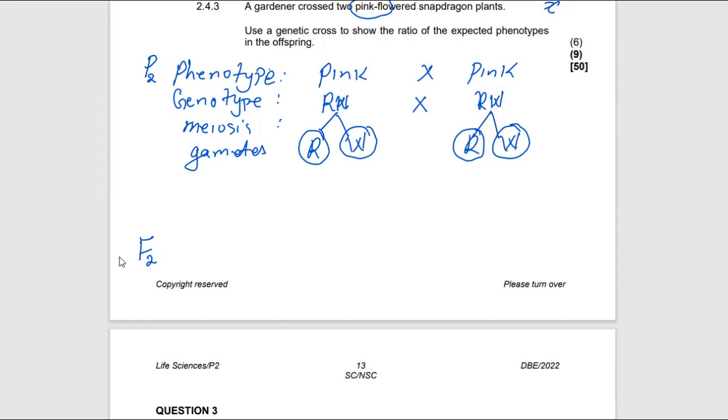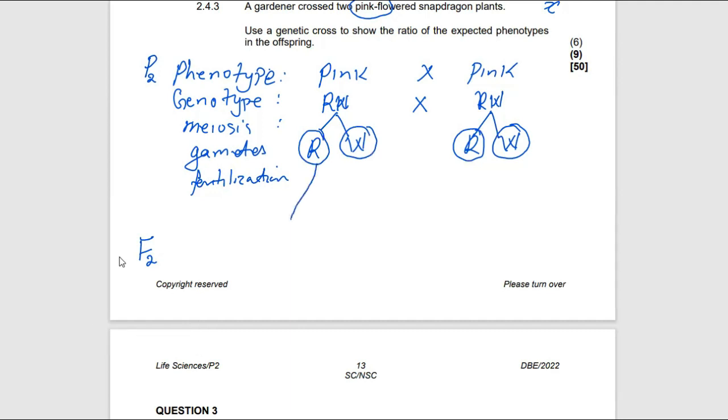fertilize each other. Don't use the word fission. We won't give you a tick. Fertilization. When fertilization occurs, you can use a Punnett square, or you can use crosses. Since it is a monohybrid cross, you can use crosses.